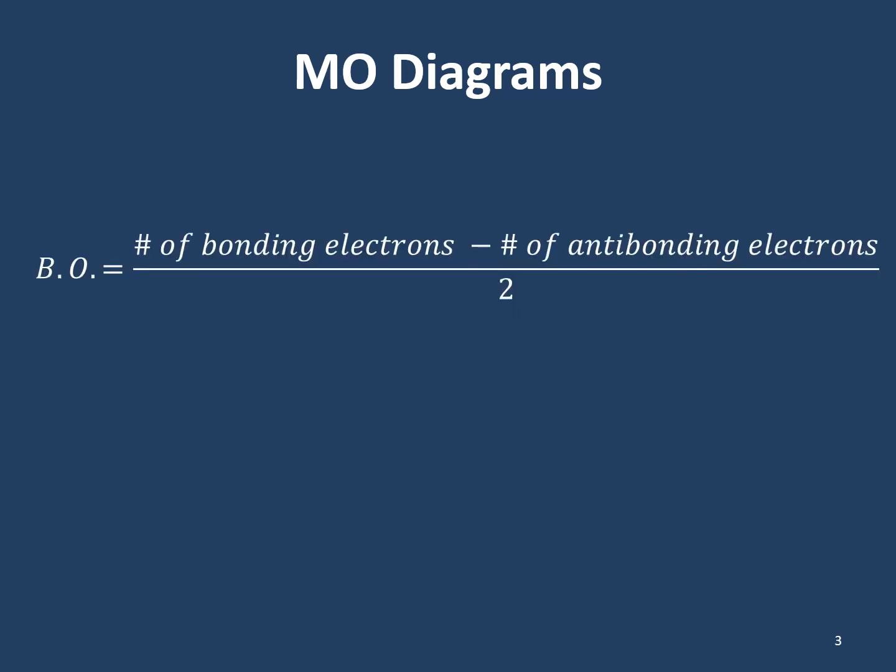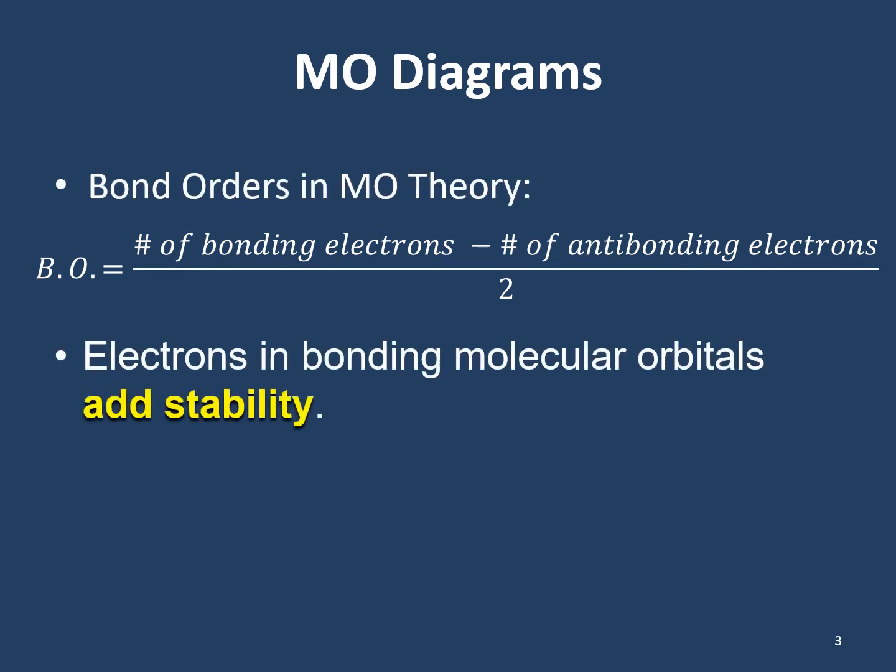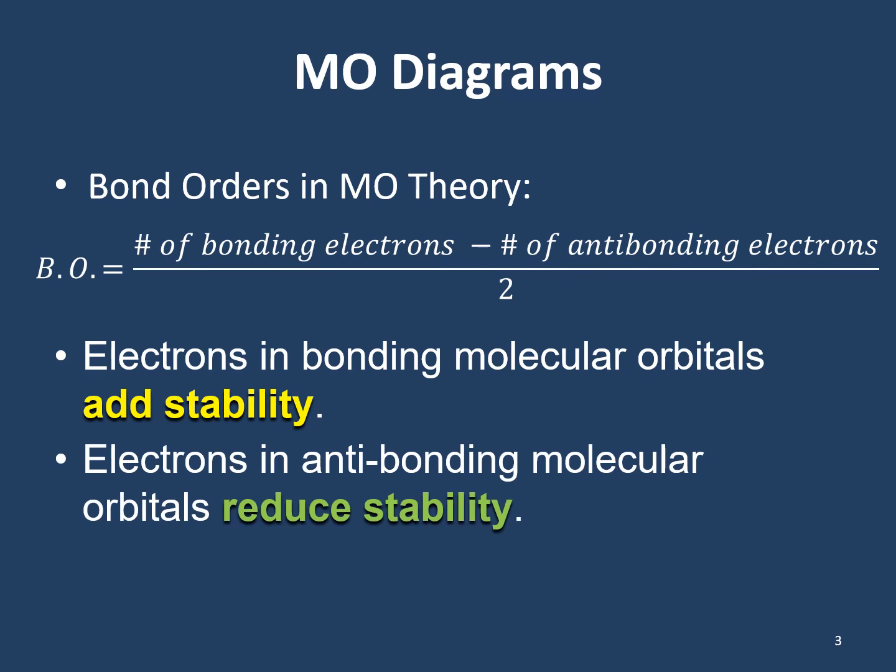So now that we've learned a little bit about molecular orbital diagrams, let's talk about what you can do with them. One of the things we can do is calculate the bond order between the 2 atoms in the diatomic molecule using this equation, which is bonding electrons from the diagram minus antibonding electrons, divided by 2. What this basically tells us is that as we add electrons to bonding molecular orbitals, this adds stability to the molecule. And if we add electrons to antibonding molecular orbitals, this will reduce the stability of the molecule. In other words, the larger your bond order, the more stable your molecule will be.